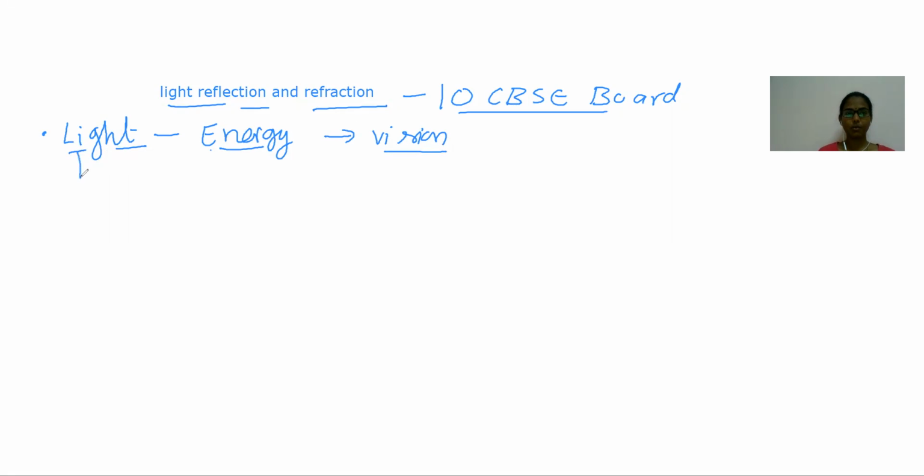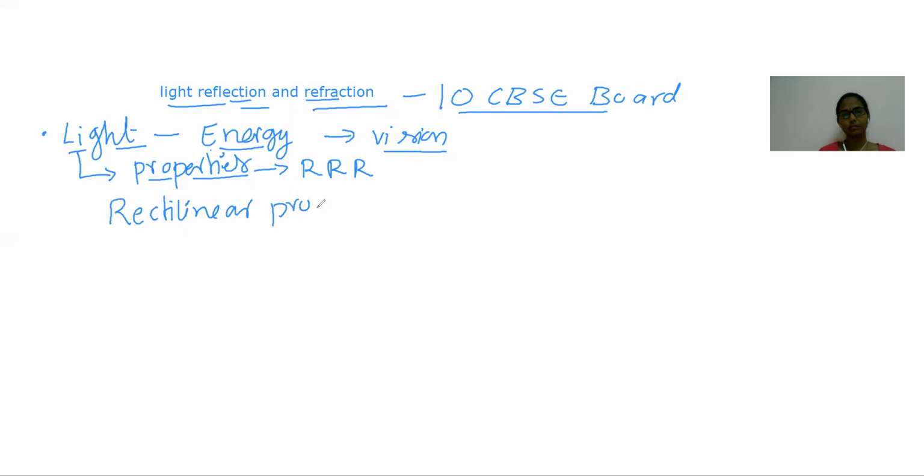Coming to the properties of light, reflection and refraction are all properties of light. Mainly remember three R's. The first R represents the rectilinear property of light, the linear property of light.